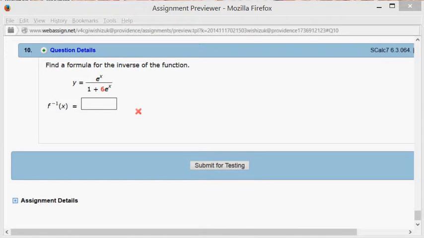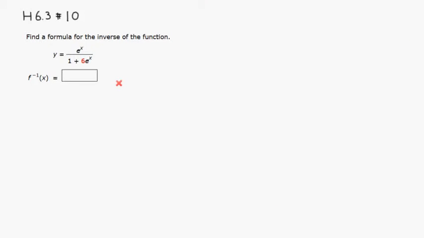tan, right? So we want to find the inverse function of this function. So let's do that. First thing is we're going to solve for x. So we're going to multiply both sides by this denominator, 1 plus 6 e to the x.